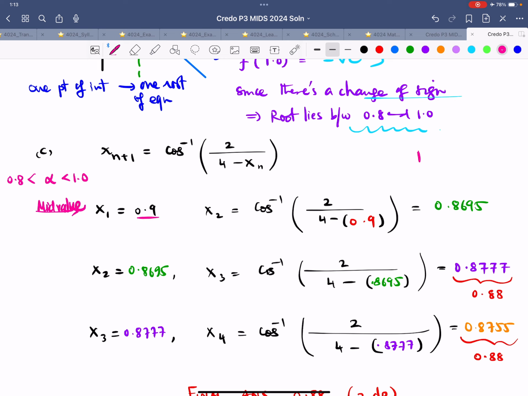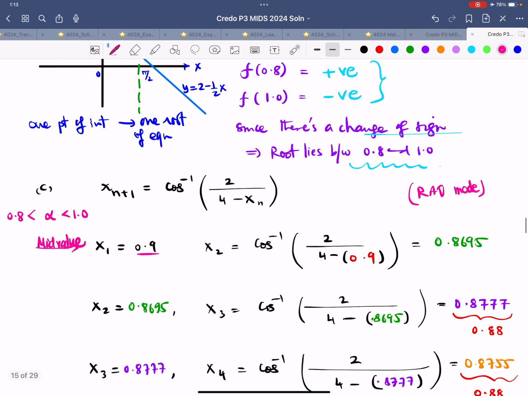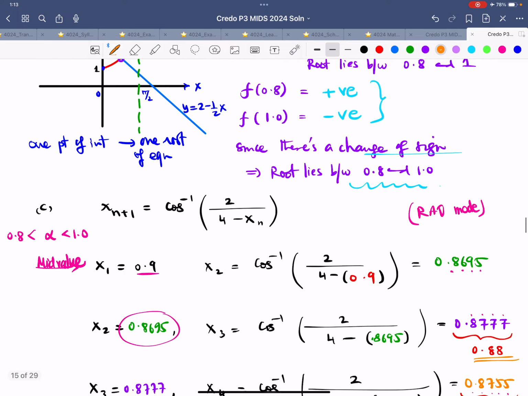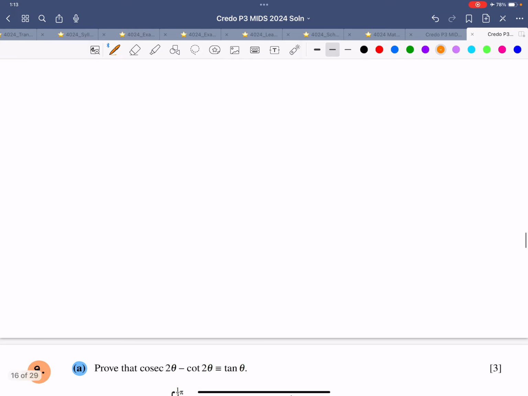I plugged in and over here, make sure calculator is in the radian mode, and that's also written over here. When you work it out, 0.8695, that is 4dp. Now this value becomes the input. Again, the next step, you get 0.8777. Now 0.8777 becomes the input. You get 0.8755. Now stop and think. Are these two values the same after rounding off? The answer is yes, they are exactly the same. Therefore, just stop. The final answer is 0.88, correct to 2 decimal places. That's what iteration is all about.